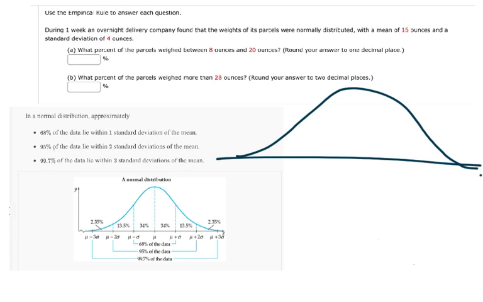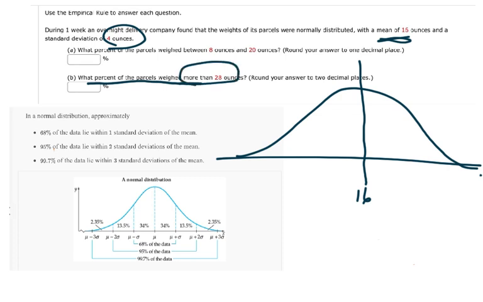Okay, so I'm starting here with a nice clean slate. Remember, my mean goes in the center. My standard deviation is 4, okay? They want to know what percent of my parcels weighed more than 28. Okay, so remember, I'm going to look down here. When you look down here, 50% is to the right, and 50% is to the left of the average, okay? So this area right here is 50%.